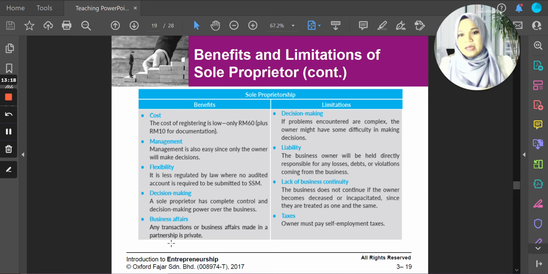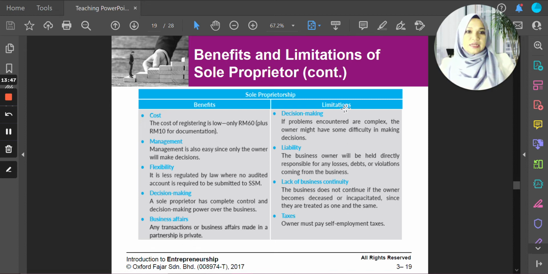And like I told you, we're talking about business affairs. Any transaction of the business affairs in a sole proprietorship is private. It is private, only you know. Whatever happens in your business, nobody else will know. Unlike a private limited company, where remember, you have to tell the auditors about whatever is happening in your business.